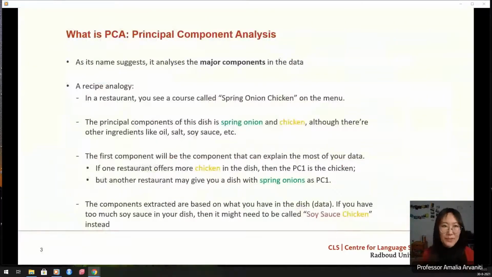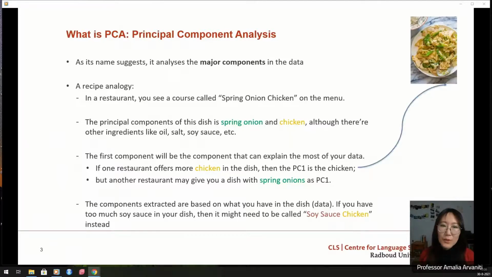First, we would like to ask, what is PCA? PCA stands for Principal Component Analysis. As its name suggests, it analyzes the major components in the data. There's a recipe analogy. In a restaurant, you see a course called spring onion chicken on the menu. The principal components of this dish are spring onion and chicken, although there are other ingredients like oil, salt, soy sauce, etc.